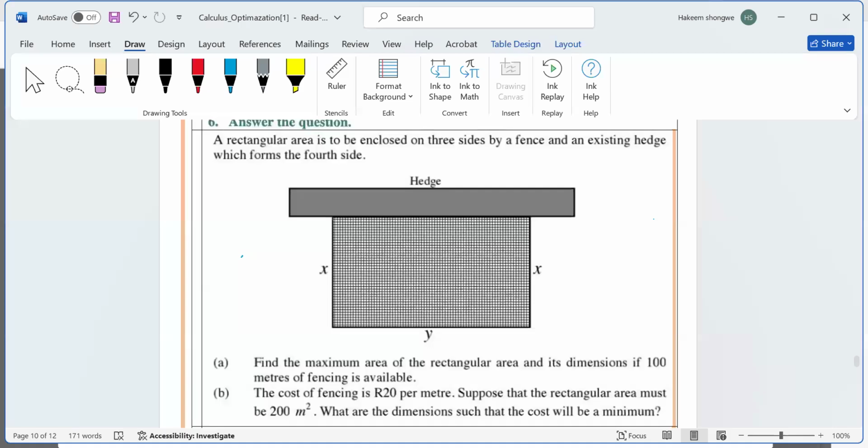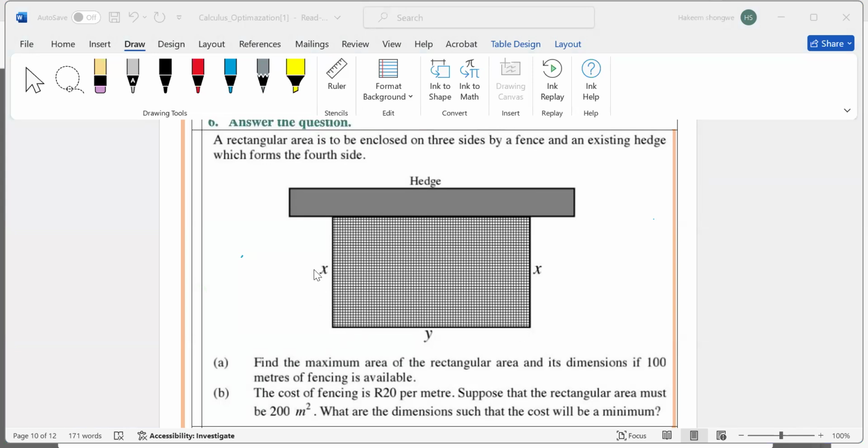So they say we have a rectangular area obtained by enclosing 3 sides, unlike the one that we had. Now we're enclosing 4 sides. This time around, because we already have this existing edge, we're not going to put another fence here. So our fence is needed for 1, 2, 3 things.